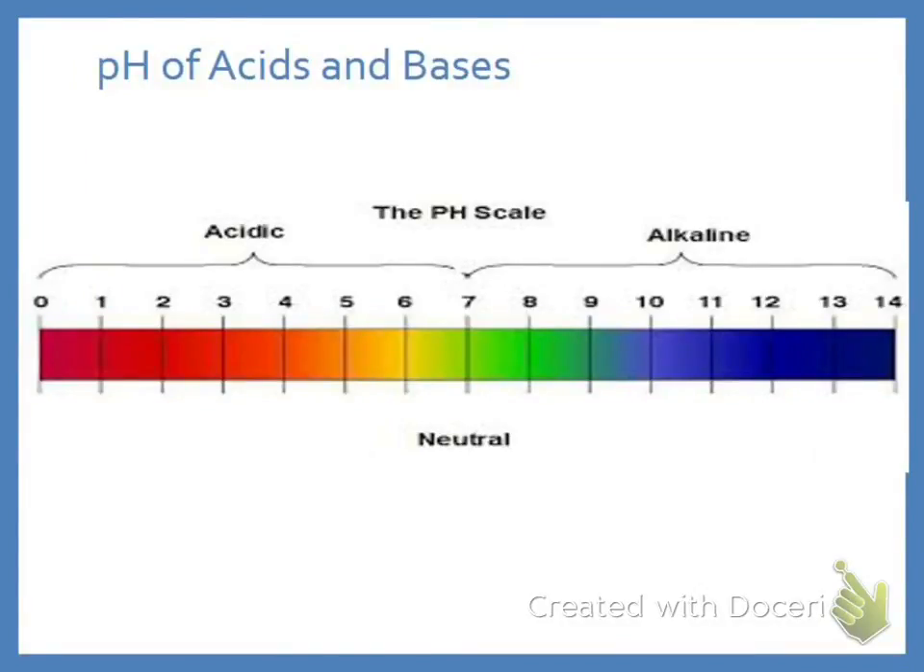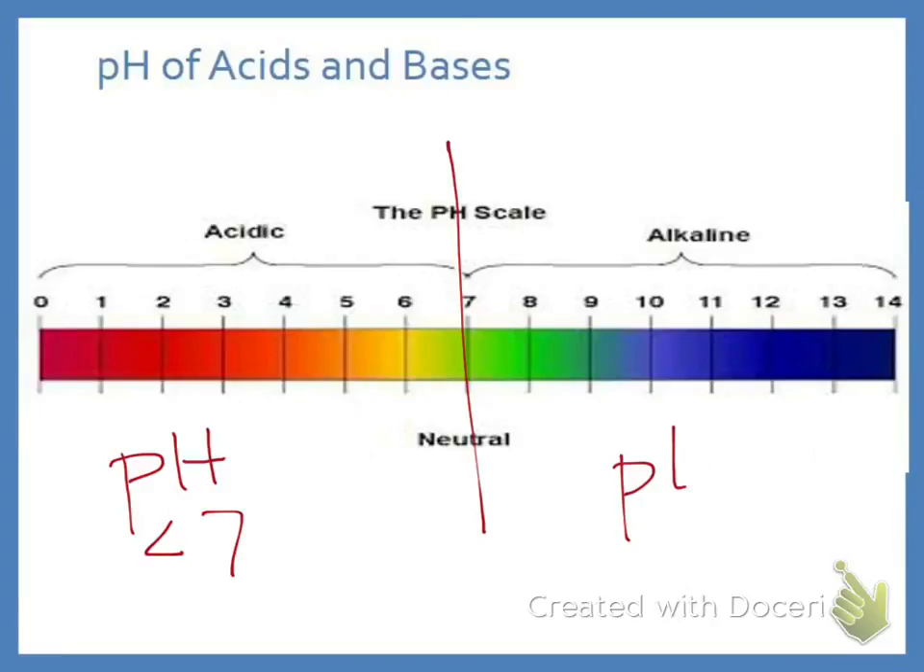pH of acids and bases. So in the pH scale, when we're talking about acids and bases, we're always going to use it in terms of pH. A pH of less than 7 is going to be an acid. So right here, less than 7 is an acid.